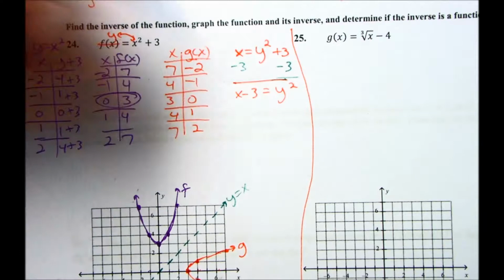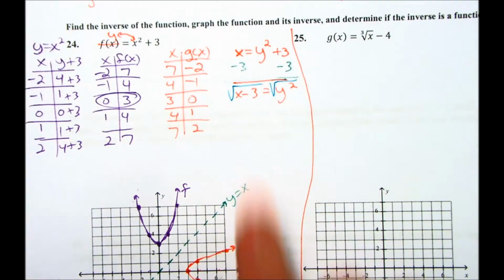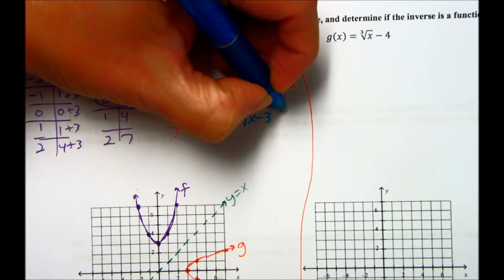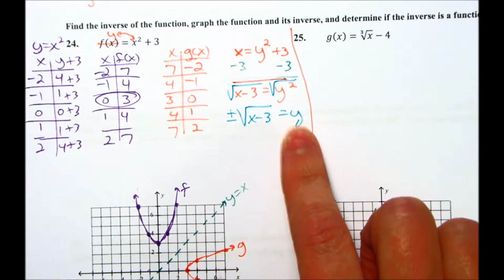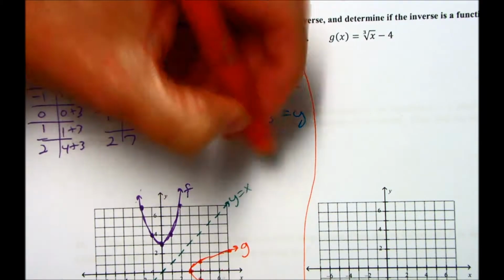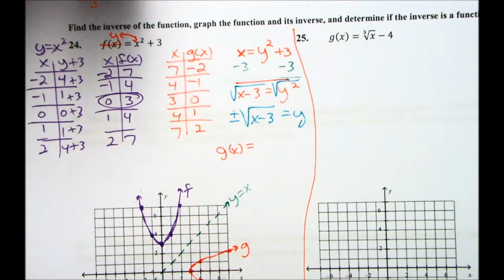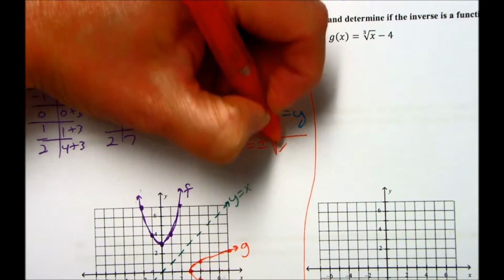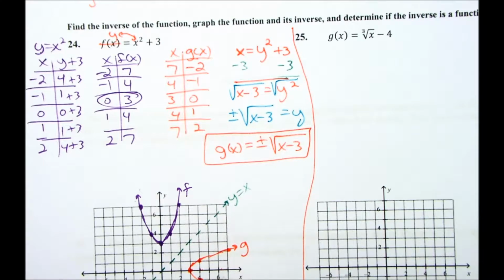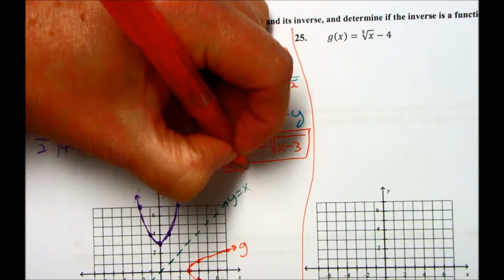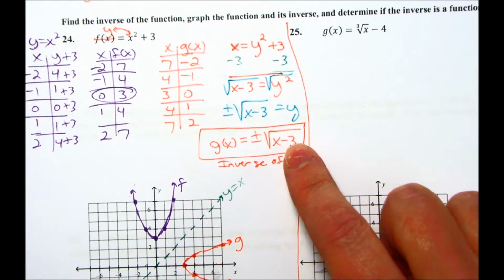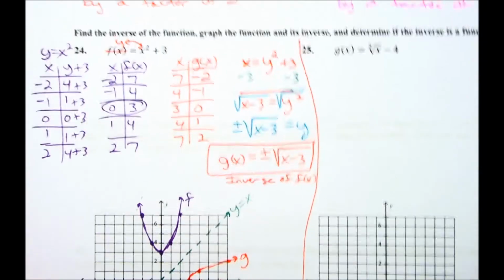Then I'm going to need to take the square root of both sides, and because it's an even root, there's a positive and a negative. And in the final answer, you should not say y, instead you should say g of x equals positive or negative square root of x minus 3. So there we have it. That's our inverse of f of x. So this is the equation, this is the graph, and that's the graph of f of x. So have we done everything?